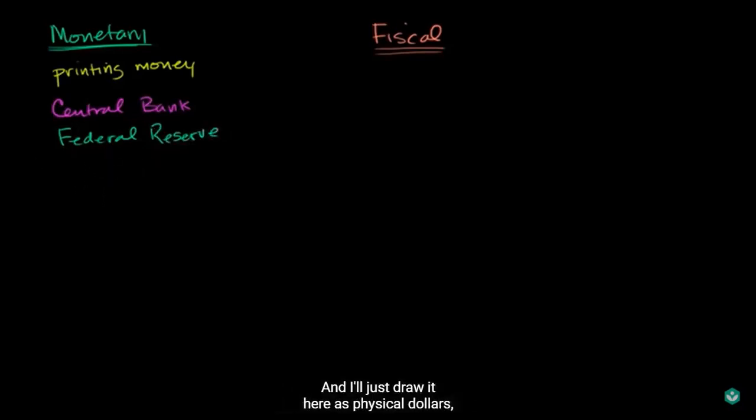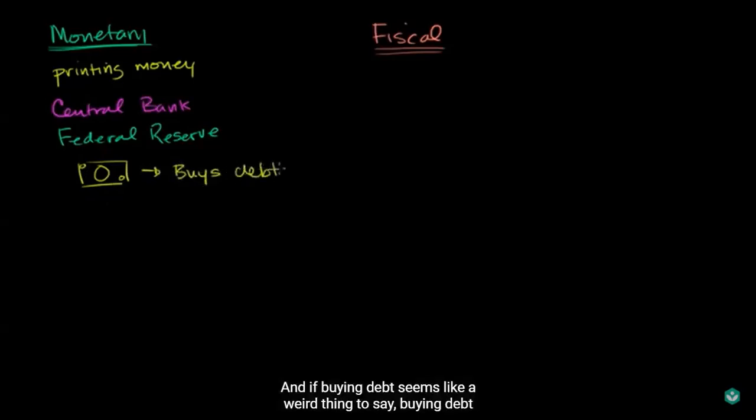And I'll just draw it here as physical dollars, but most of the money that it's going to print is actually electronic money. And the way this affects the aggregate demand curve, the Federal Reserve doesn't just print money and go out and start buying things with that money. Well, it does buy things, but it doesn't go out and buy goods and services. What it does with this is it essentially lends it out. So it's essentially buying debt. And if buying debt seems like a weird thing to say, buying debt is the same thing as lending money.